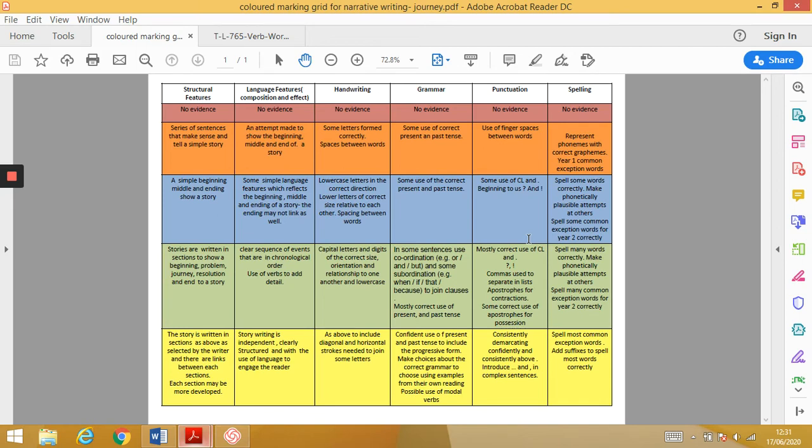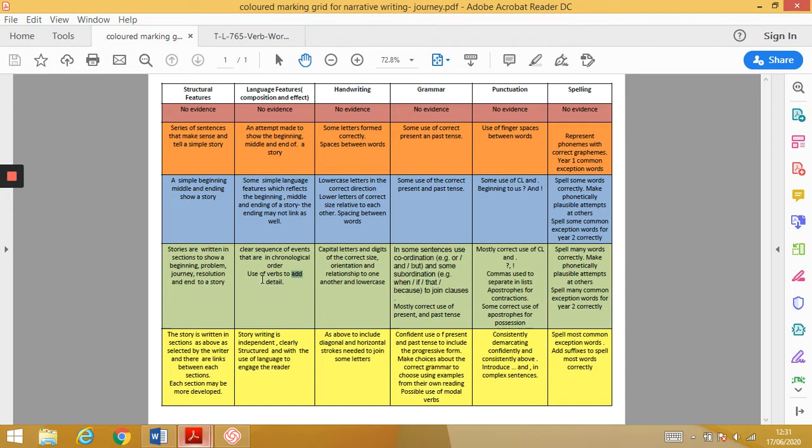This week you're going to be finishing off your story based on Lost and Found, your Voyage and Return story. Our big focus this week is actually going to be on editing and improving our work so that you can publish it on Friday. Here is the grid just to remind you. So as you know, we need to focus on the green section, and to challenge ourselves, we look at the yellow section.